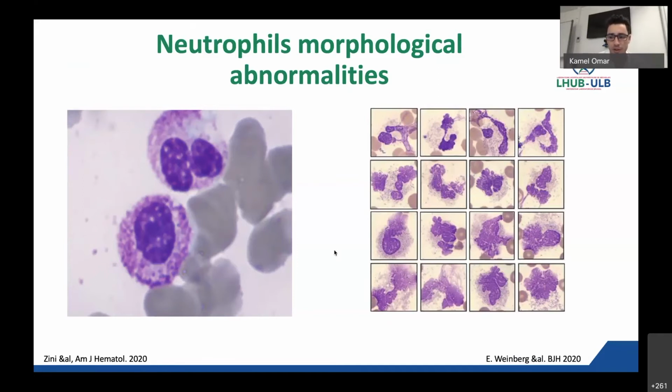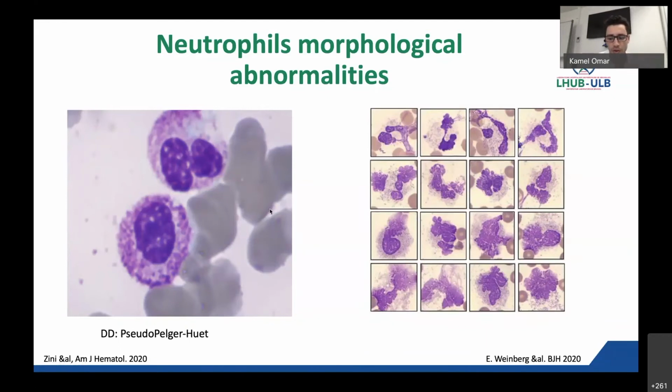On the left picture, we can see an example of a hyposegmented neutrophil with a metamyelocyte kind of shape for the bottom one and the pseudo-Pelger shape for the neutrophil above it. The differential diagnosis with all the conditions that can be associated with pseudo-Pelger should be considered, like leukemia or a myelodysplastic syndrome with high dysplasia.